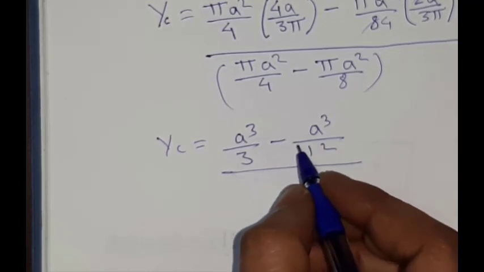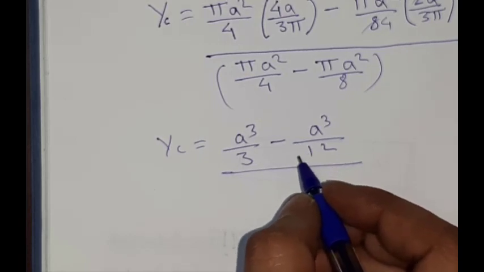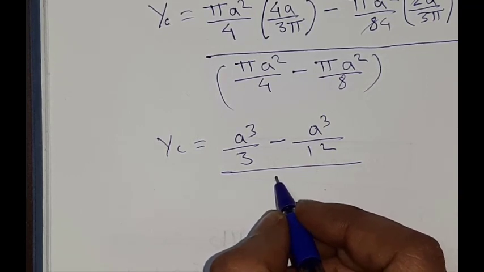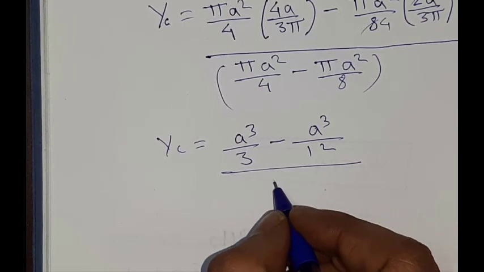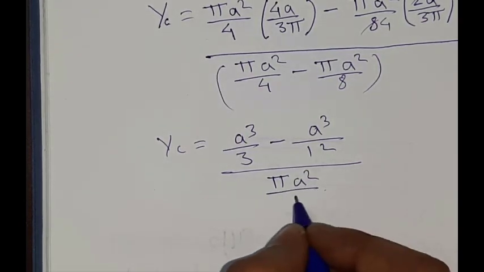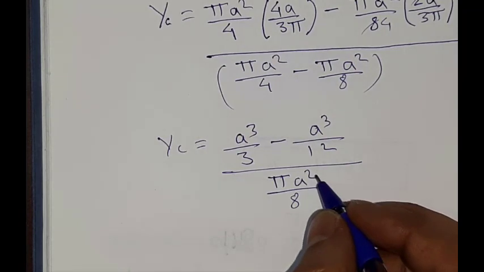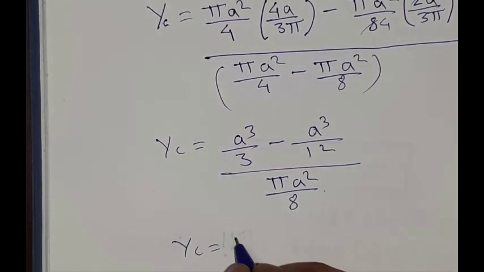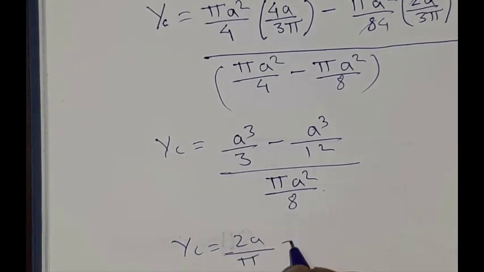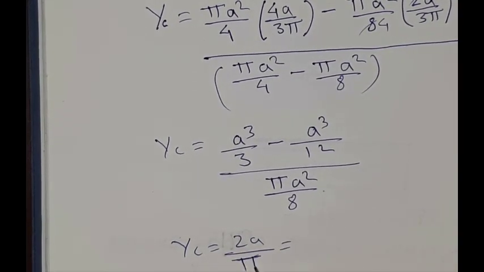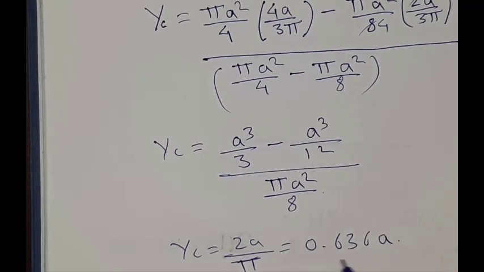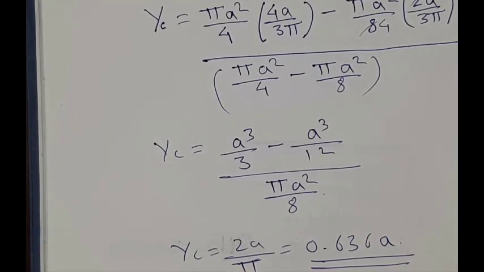That is, 4 pi square by 8, or pi square by 8. Again, solving this we will get the value of yc equal to 2a divided by pi, or 0.636 times a.